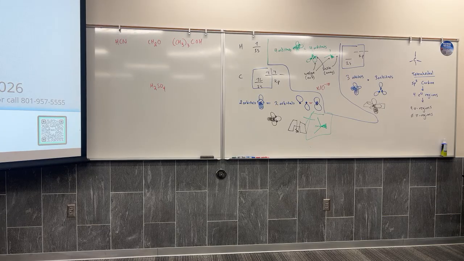Perfect. Okay. Is this one correct? And then that'd have 3. Perfect. Now draw in the lone pairs on the O, and you've nailed it. Great work.